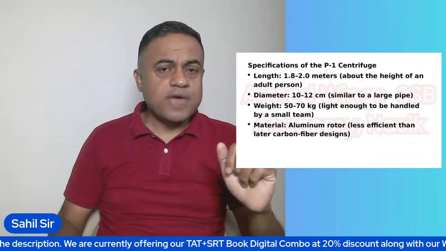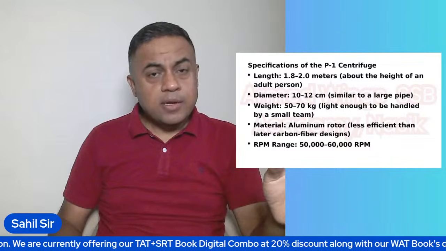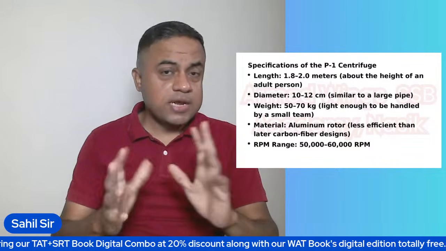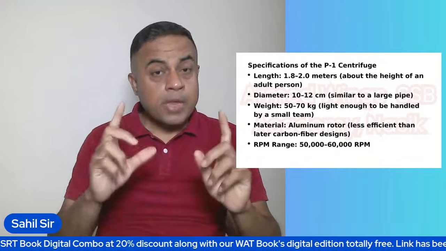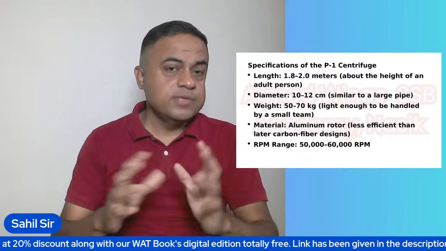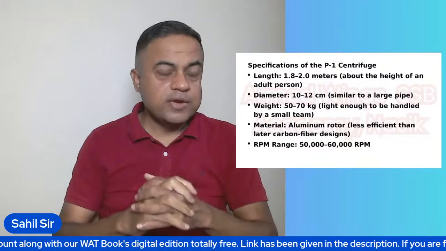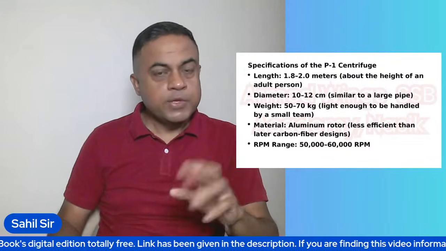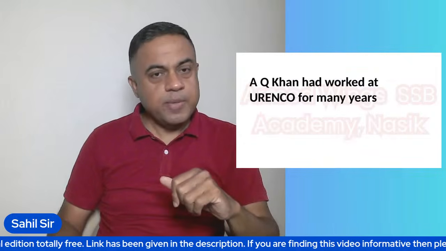Material, it was made up of aluminium rotor and 50,000 to 60,000 revolutions per minute. That was its capacity. However, the modern latest centrifuges which have been developed, it is said that they can revolve at the rate of around 90,000 or even 1 lakh revolutions per minute. So technology has progressed in a major way.